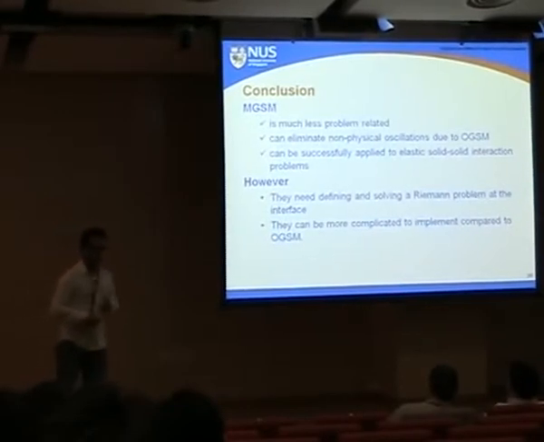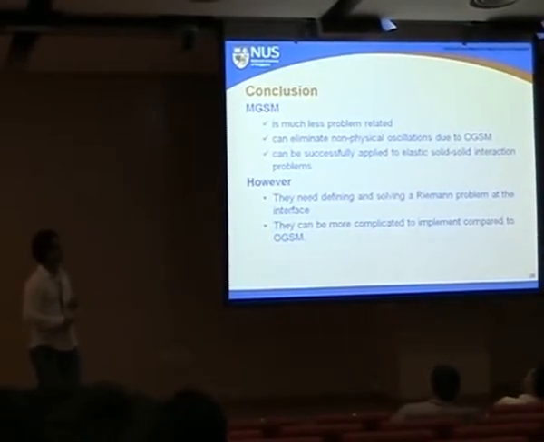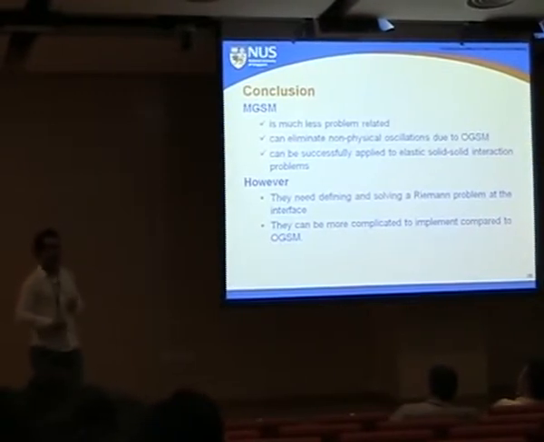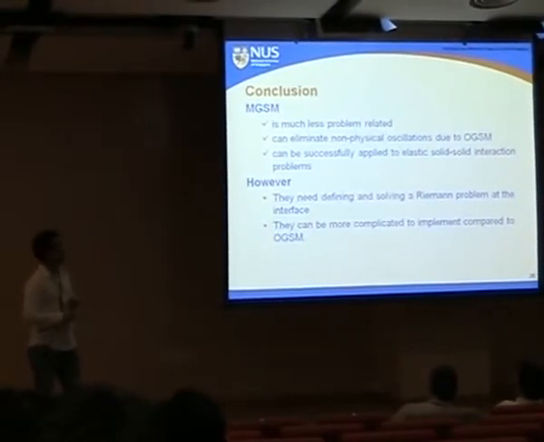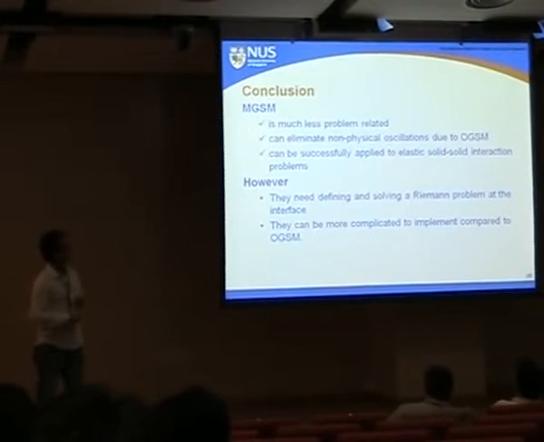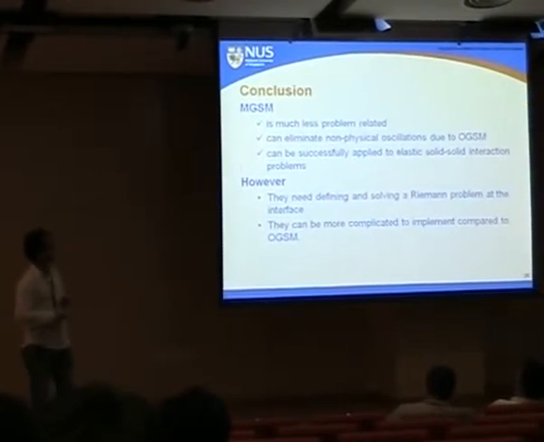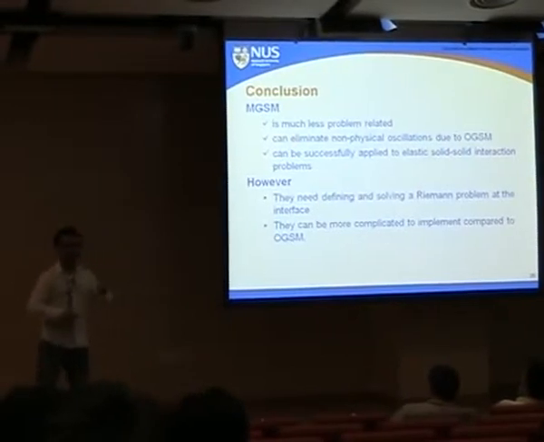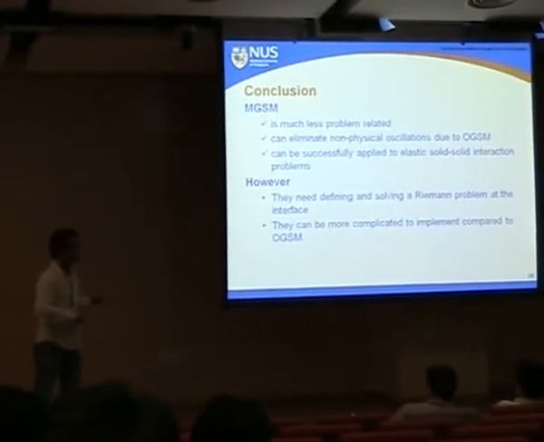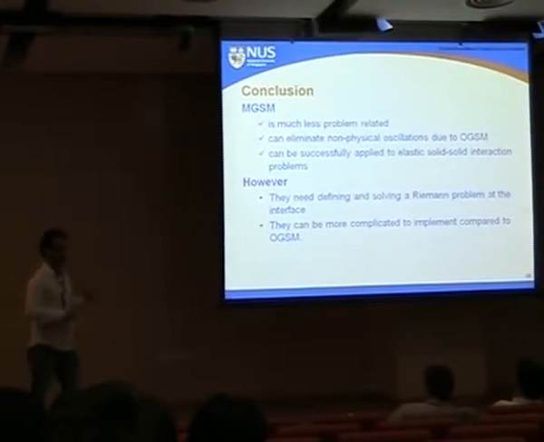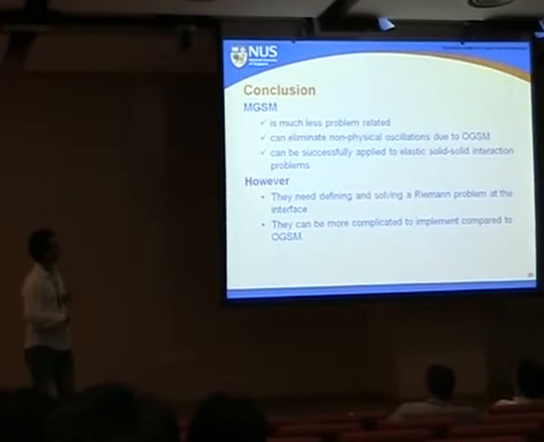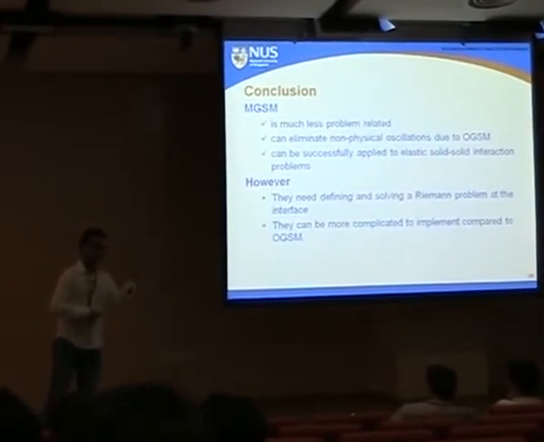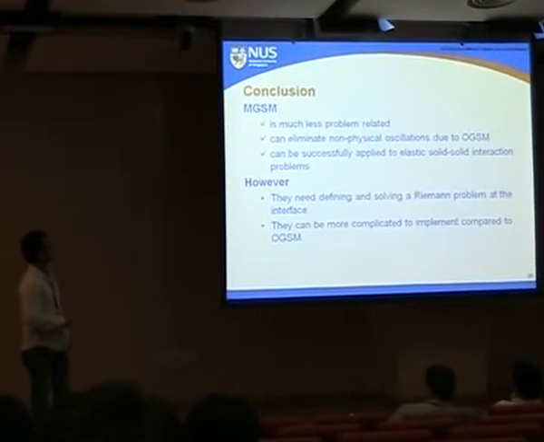While the modified version of this ghost solid method is much less problem related. It eliminates the oscillations which arise in the original, and can be successfully applied to elastic solid-solid interaction problems. However, you need to find the interfacial values to copy to the ghost nodes, and it can be much more complicated when you move to a 2D problem, because you have to find these interfacial values accurately. And how you copy from these interfacial values in the 2D problem is a little bit complicated.